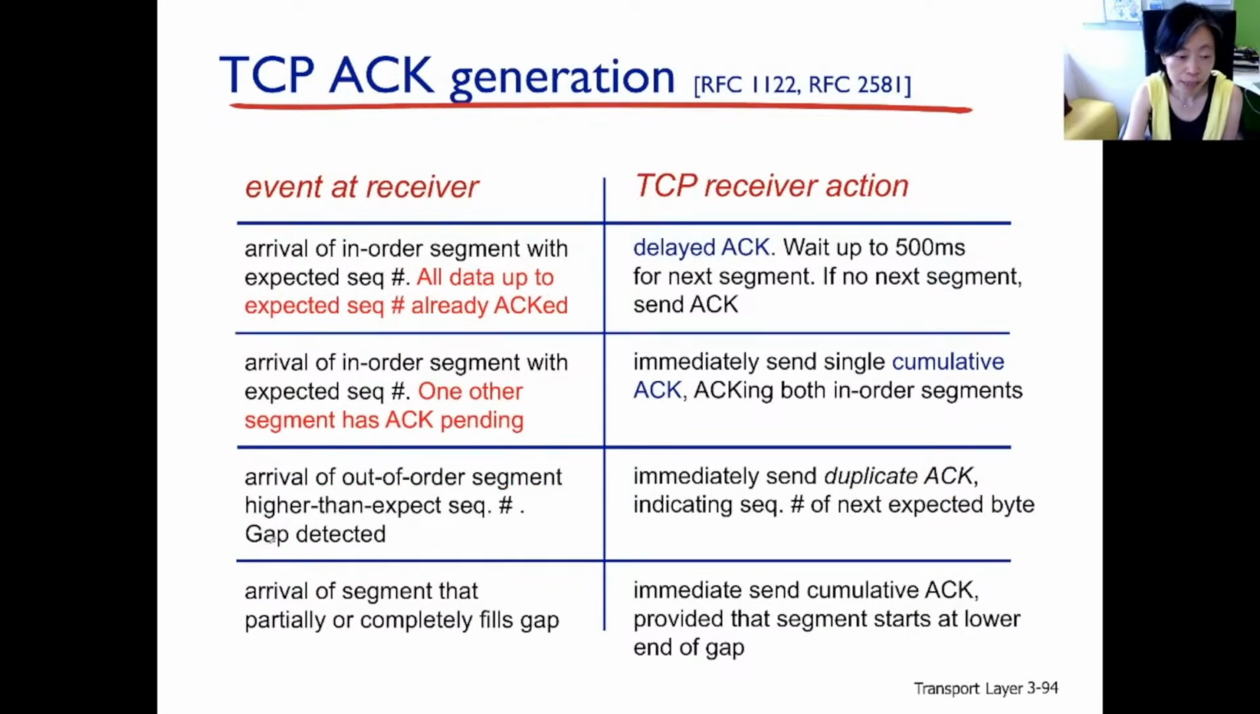The last event is this. Related to the gap we might see in TCP's receiver: if a segment comes in that partially or completely fills a gap, then we generate a new ACK. The sequence number in the ACK here will still be the latest packet arrived in order. So this will acknowledge all the packets before that.